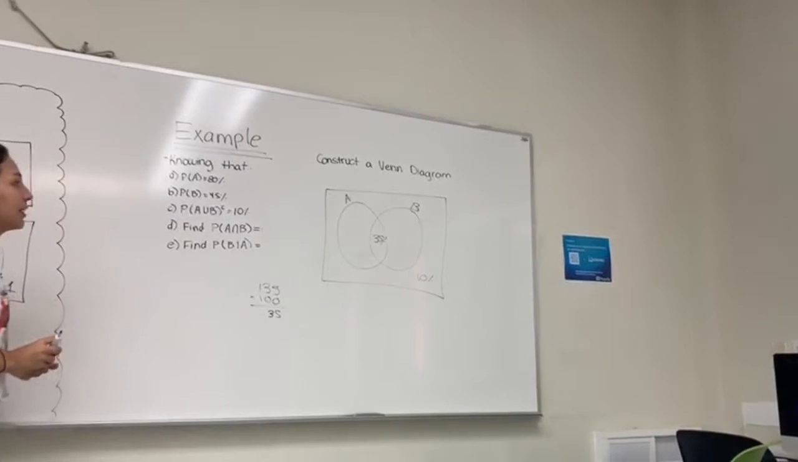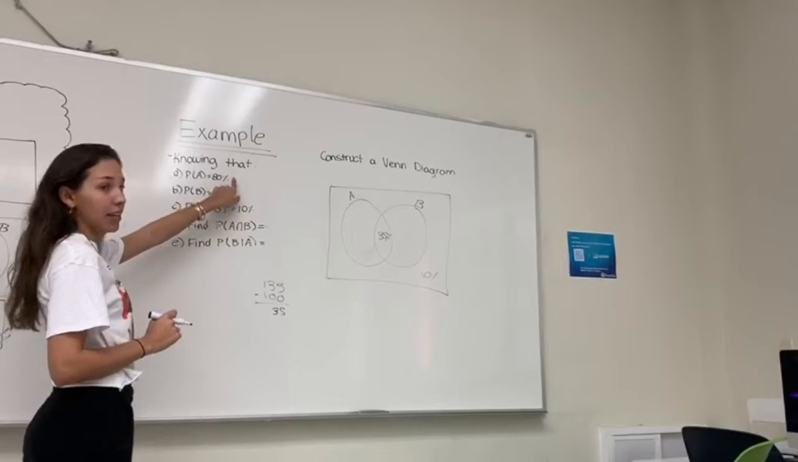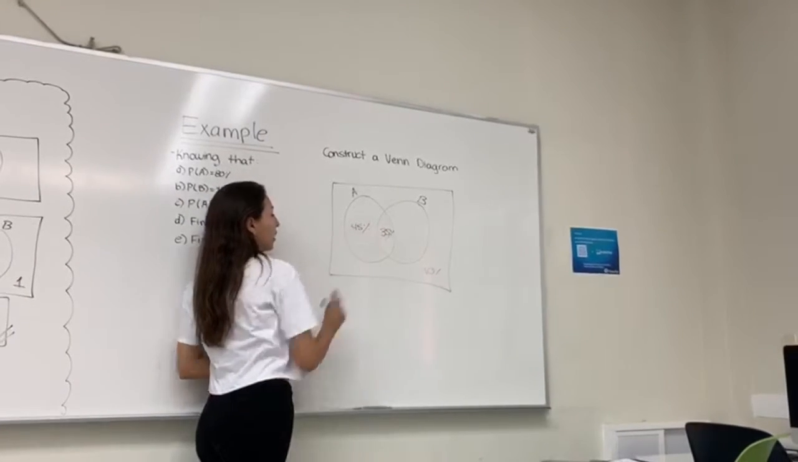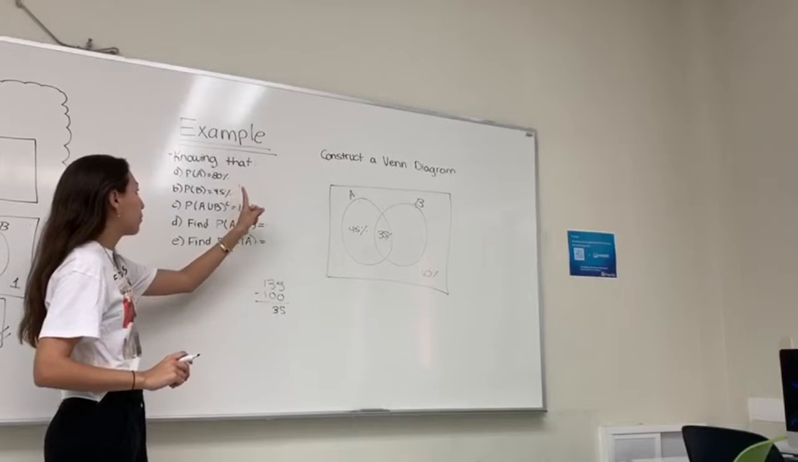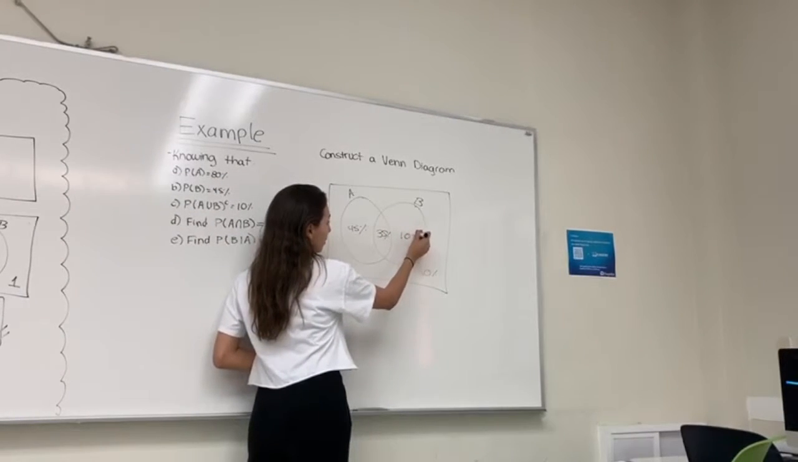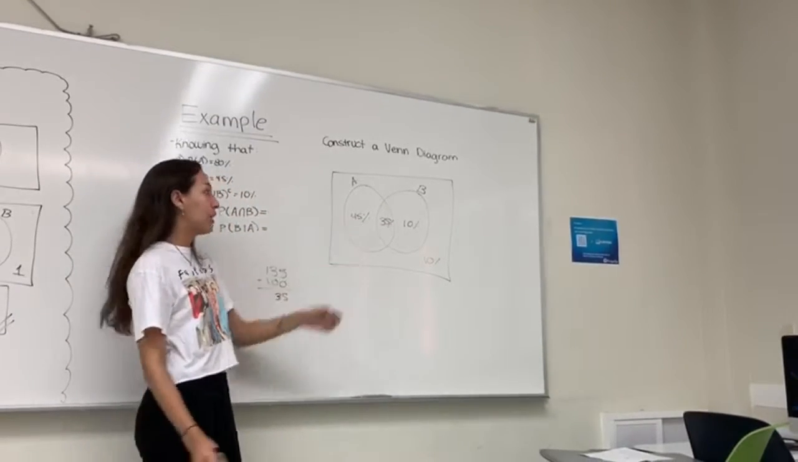Now, to find A only, we're going to subtract 35 from 80, which gives us 45. And 35 from 45 gives us 10. And if you add all of these probabilities, it will give you 100%.